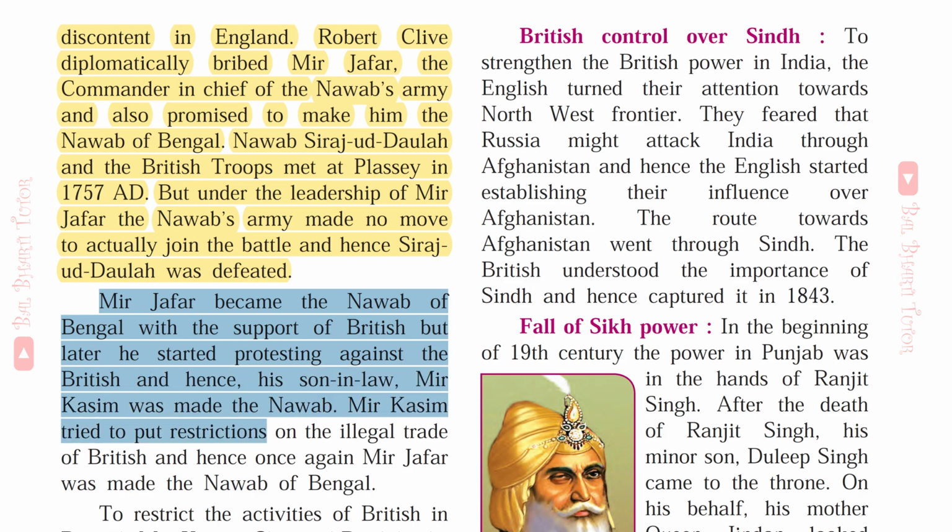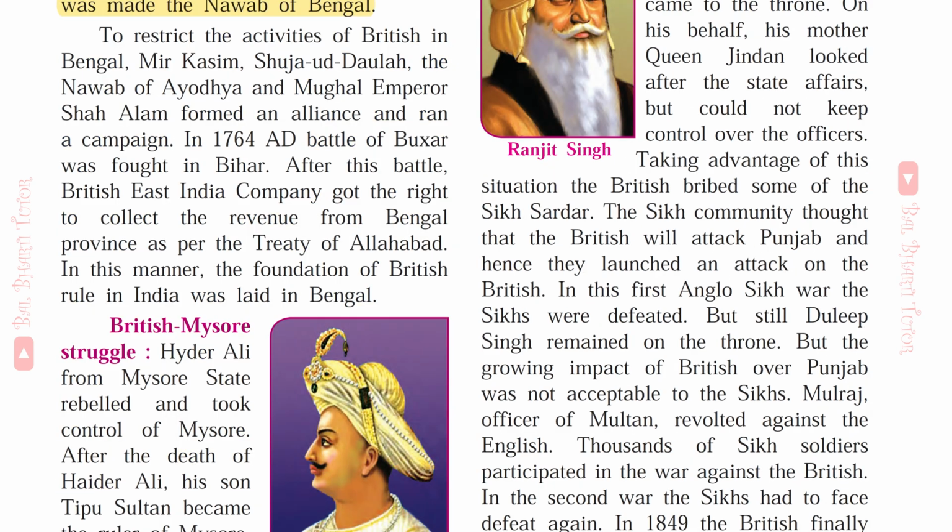Mir Qasim tried to put restrictions on the illegal trade of the British, and hence once again Mir Jafar was made the Nawab of Bengal. To restrict the activities of the British in Bengal, Mir Qasim, the Nawab of Ayodhya, and Mughal Emperor Shah Alam formed an alliance and ran a campaign. In 1764 AD, the Battle of Buxar was fought in Bihar. After this battle, the British East India Company got the right to collect the revenue from Bengal province as per the Treaty of Allahabad. In this manner, the foundation of British rule in India was laid in Bengal.